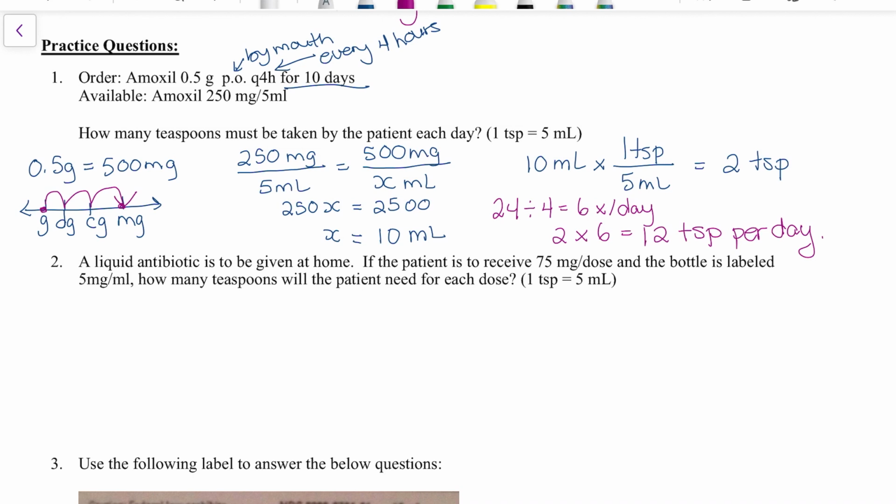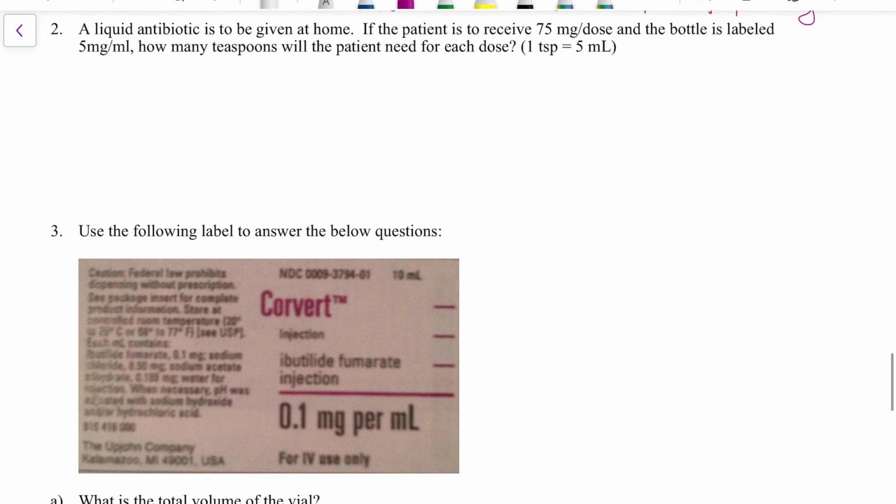So quite a few different steps to this question. It looked like a basic question, but because of all of the different conversions and asking for each day, there was quite a few different little steps in there. So we first had to convert to milligrams. Once we found out how many milliliters there was in each dose, we then converted that to teaspoons, and then we had to times that by 6 to figure out how many teaspoons per day. Okay, try question 2, pause the video, and then start it up again when you're ready.